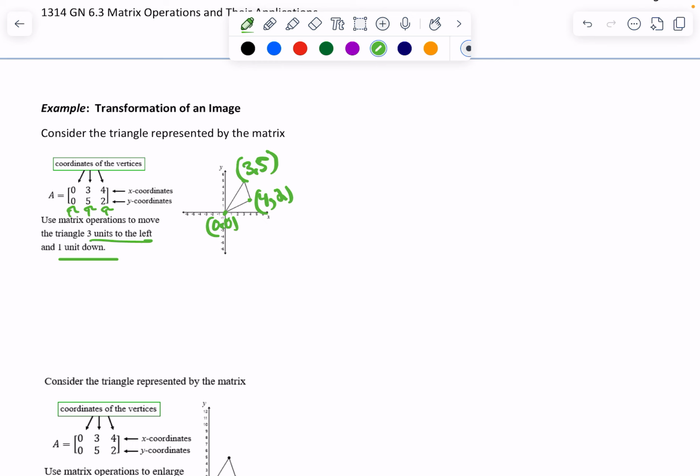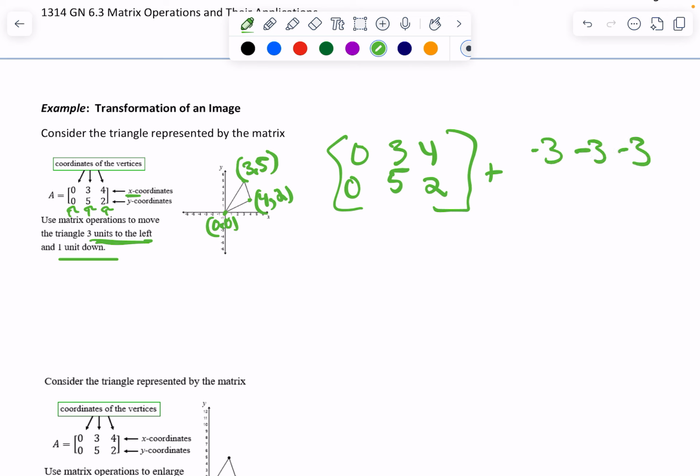So our original matrix looks like this. We are moving 3 units to the left. Well, left is the x-coordinate, left, right. So we are subtracting 3 from the first row because that is our x-coordinates. Y-coordinates are the second row, and we are taking them 1 unit down. So we need to add a -1 to all of them. So when we do the addition, we get -3, 0, 1, -1, 4, and 1.